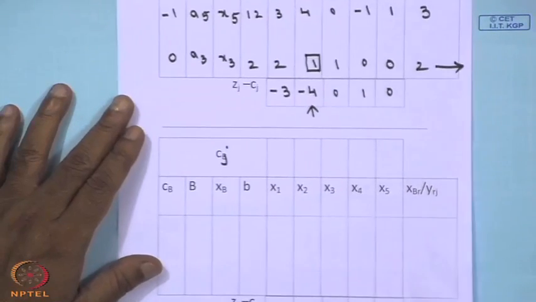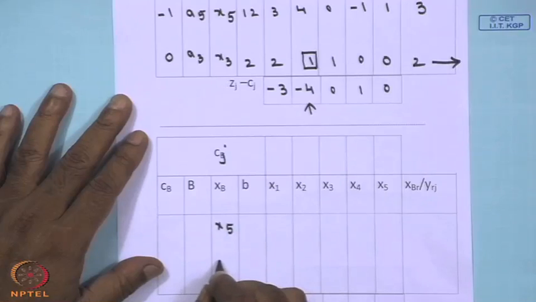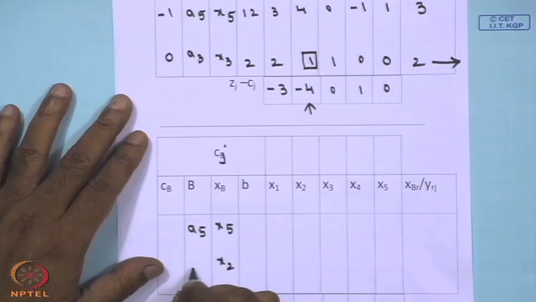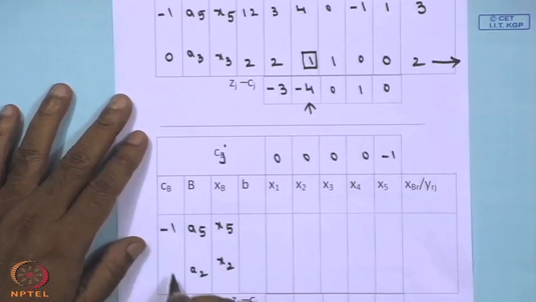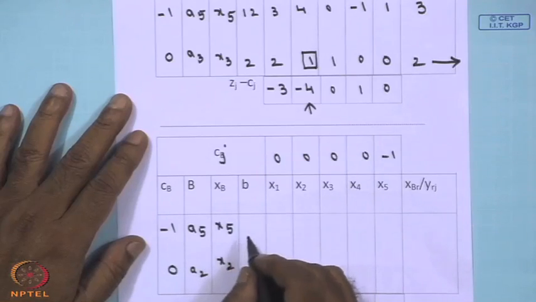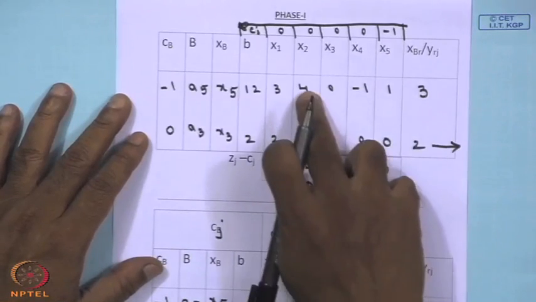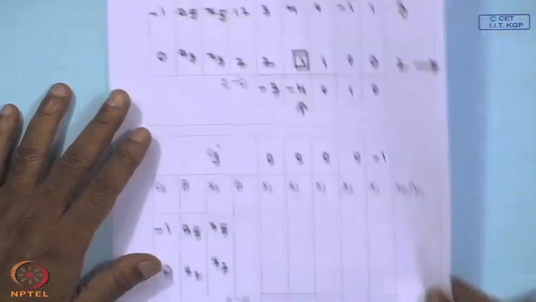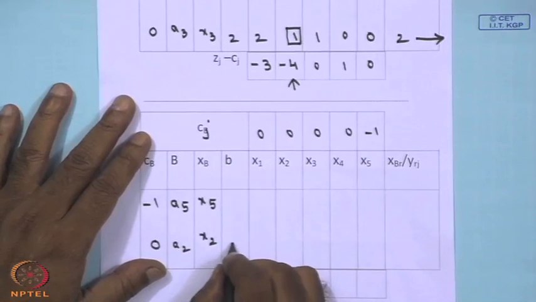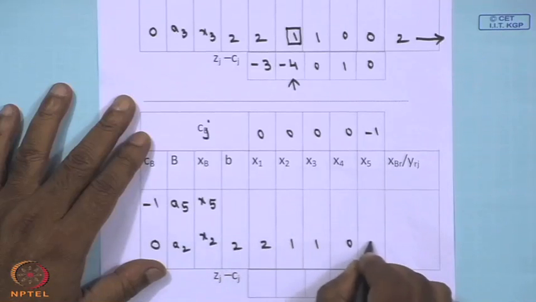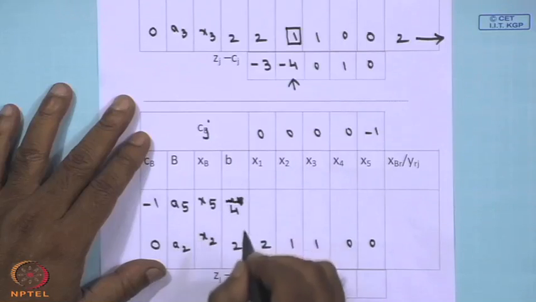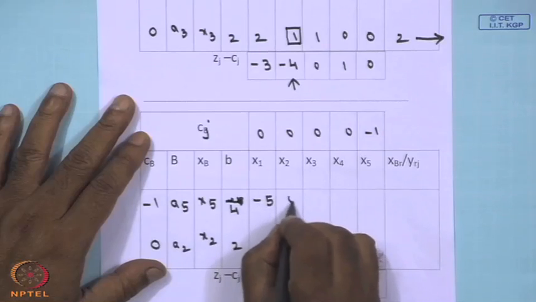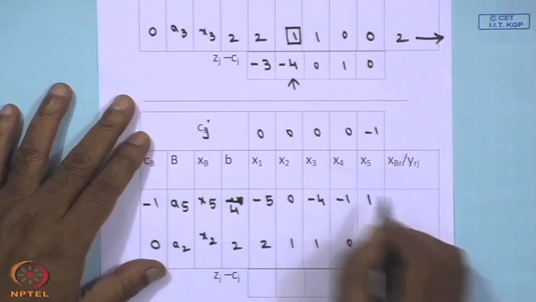Here it is x 5, the artificial variable still present here, x 2 is this. So, it is a 5, a 2, 0, 0, 0, 0 and minus 1. This is minus 1 and 0. So, I am directly writing from here, this value should be 1 and this value we have to make as 0. So, with these manipulations it will be 2, 2, 1, 1, 0, 0, whereas this will be, sorry, not minus 5, 4, minus 5, 0, minus 4, minus 1 and 1.